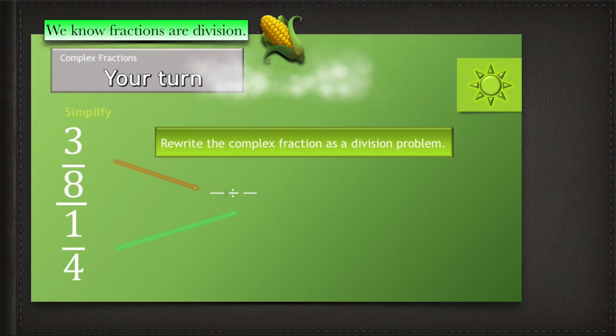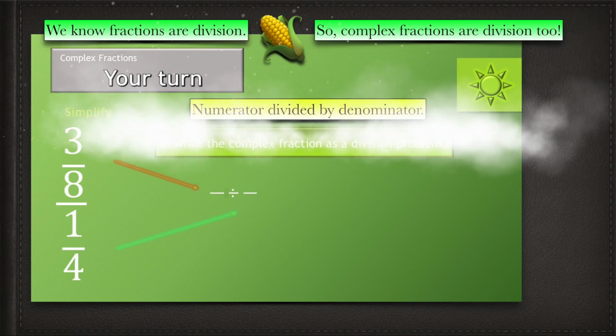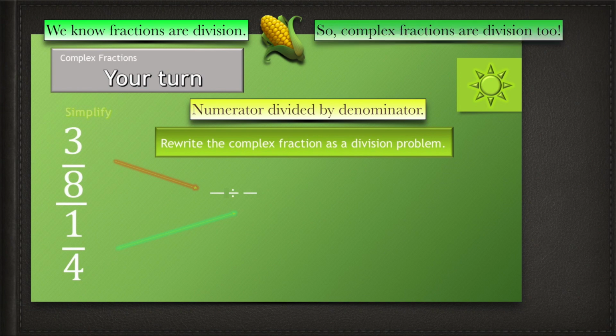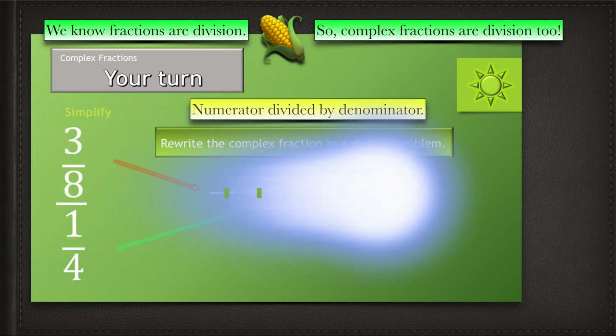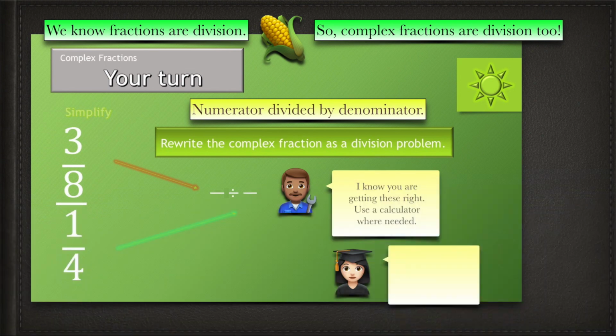Okay, now it's your turn to solve. You know that fractions are division. Complex fractions are division too. So it's just the numerator divided by denominator. I know you are getting these right. Use a calculator where needed. Go ahead and solve in your notebook and continue working.